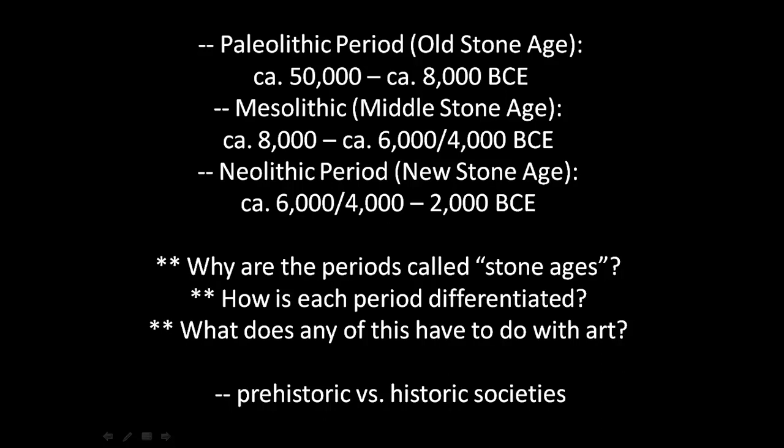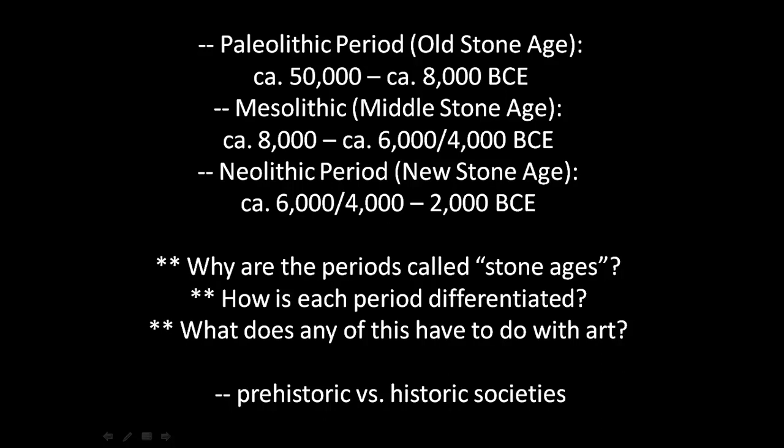Now, I posed some questions here on the screen to set up the context for what we're going to be looking at. What are the circumstances surrounding the production of the artworks that we're going to be looking at in this lecture? First, let's talk about the Stone Age. Why are these periods called the Stone Age? You may have learned about this in a previous class. We refer to these periods as the Stone Age because they used stone tools. So Paleolithic means Old Stone Age, Neolithic, New Stone Age.